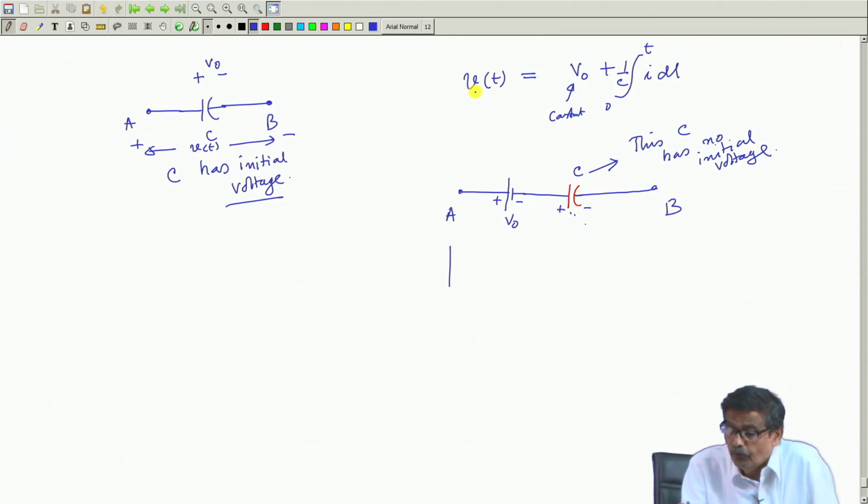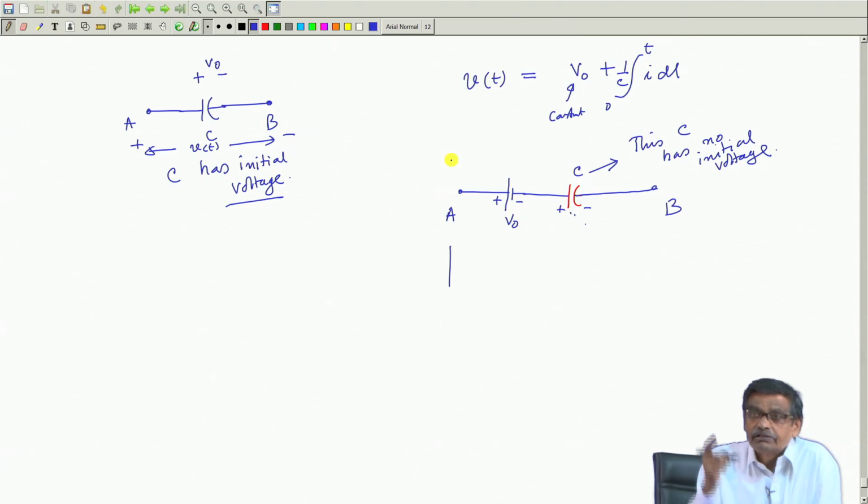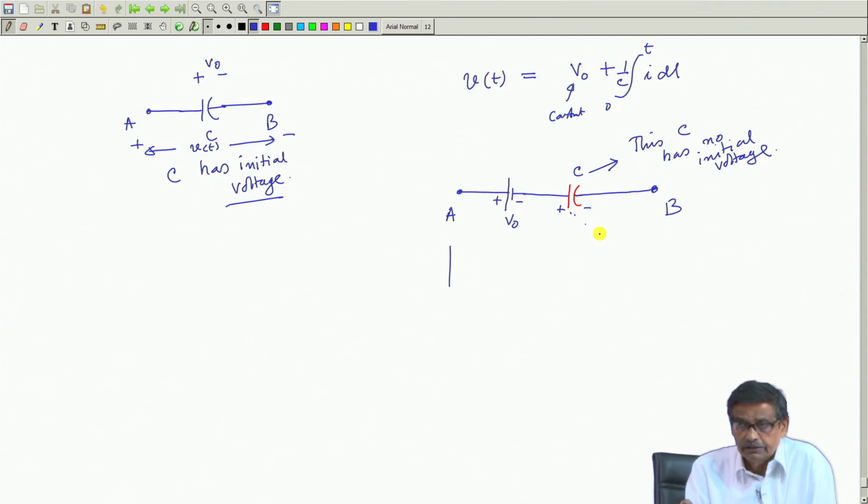Why in series? Because the voltage is the sum of two voltages, that is why it is in series. In case of inductor, the current was the sum of two currents, that is why it was parallel. I hope you have got the idea, and we will use this substitution, that is, a charged capacitor can be substituted by an uncharged capacitor with the V naught. What is the motive for doing that? Because an uncharged capacitor will behave like a linear element, similarly an uncharged inductor will behave.